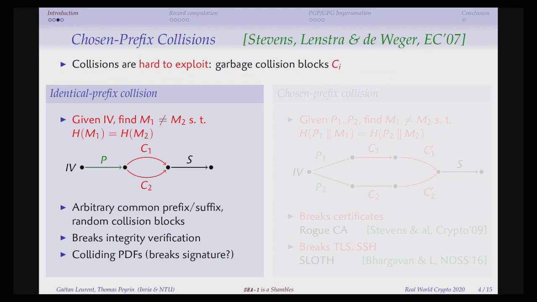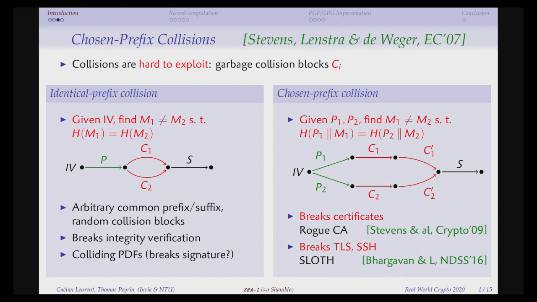So you can play some tricks. You can put a prefix before your garbage. You can put a suffix after. This can be helpful if you have some freedom in your document format, if you get to an if switch, for instance. This is what was used to create colliding PDFs, which show a different document. But you really need this freedom. If you have a more constrained format, this identical prefix collision attack is really not sufficient.